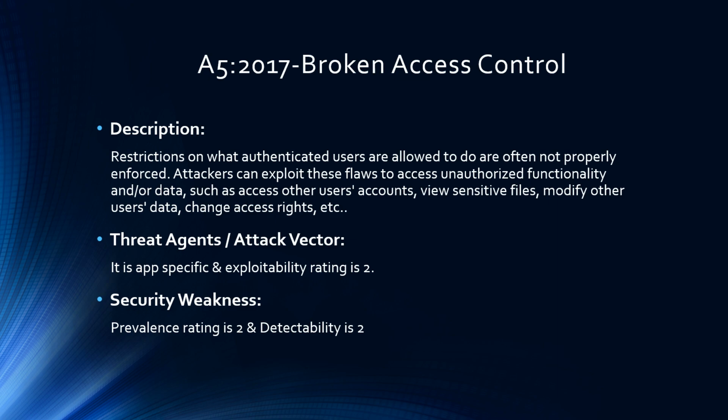How can you prevent this? With the exception of public resources, deny by default. Implement access control mechanisms once and reuse them throughout the application, including minimizing CORS usage. Model access controls should enforce record ownership rather than accepting that the user can create, read, update, or delete any record. Unique application business limit requirements should be enforced by domain models. Disable web server directory listing and log access control failures. Rate limit API and controller access to minimize the harm from automated attack tooling.